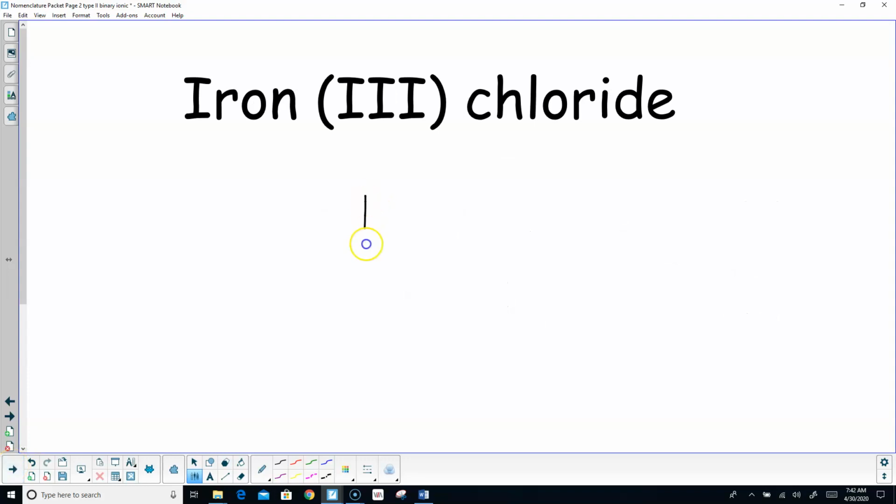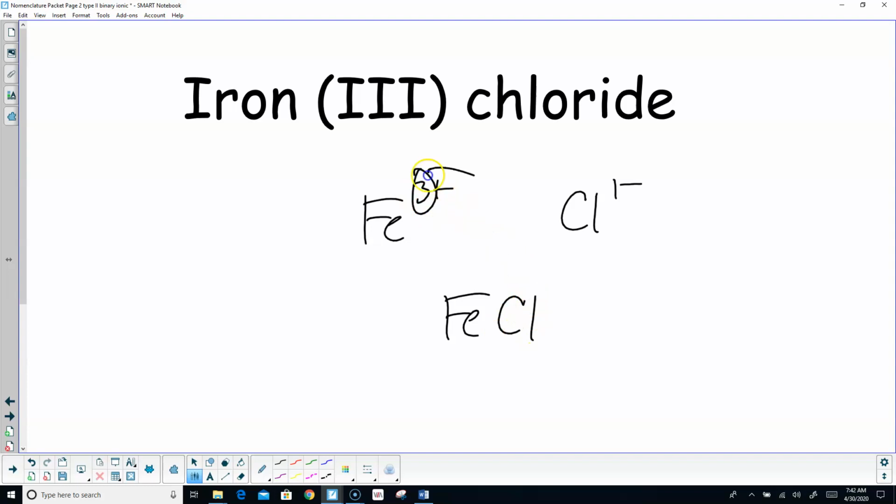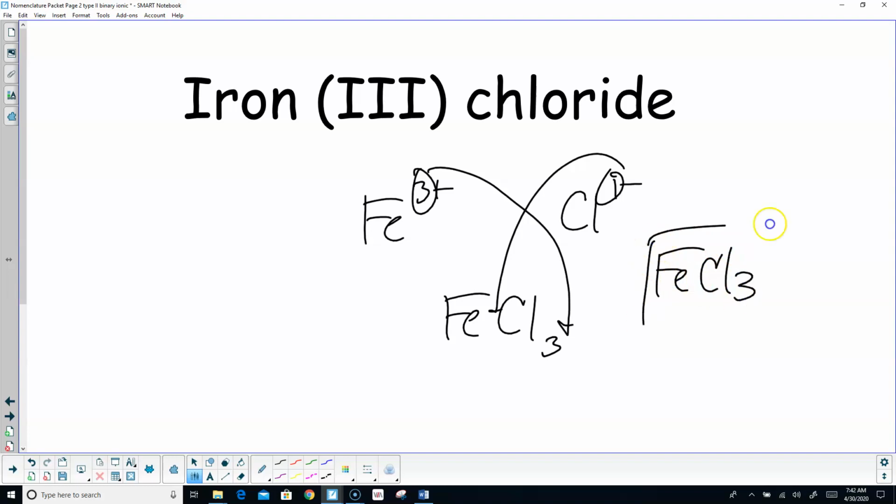Iron 3 chloride. This tells me iron's charge is 3 plus. Chlorine is always 1 minus. This 3 goes here. Understood 1 goes there. FeCl3.